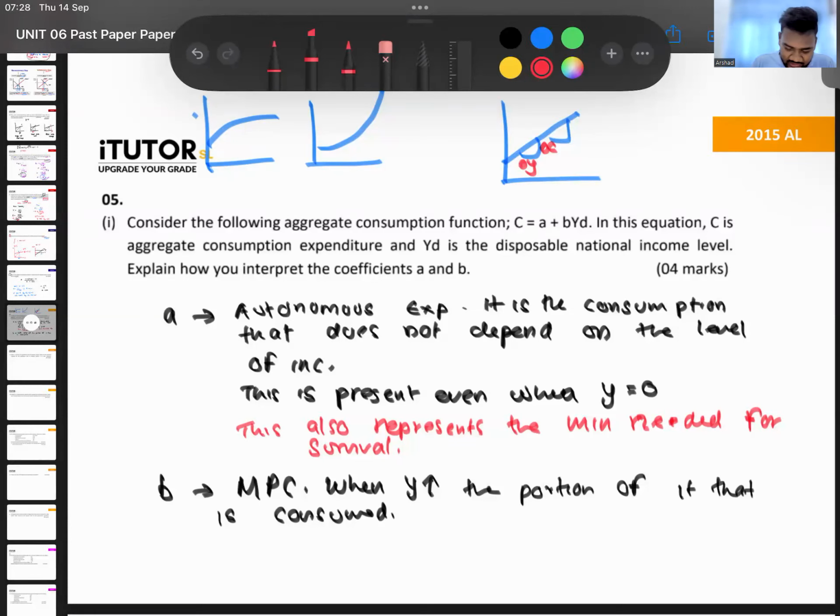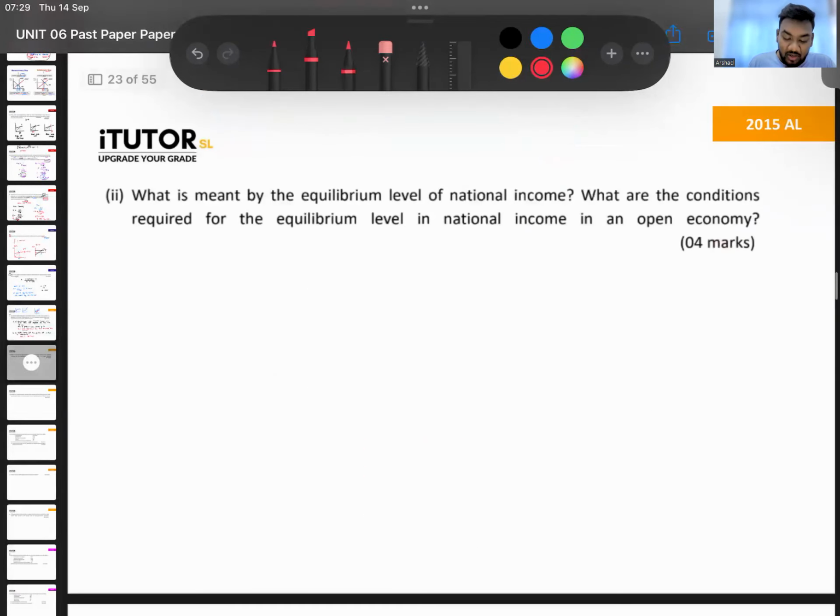Okay. Now, so you can also say MPC is constant. Is that okay? Fine. Can you all explain that for 4 marks? 2 marks for A. For 2 marks, you write about your B component. Okay. Then we'll go into the next question. Now, what is meant by equilibrium level of national income?